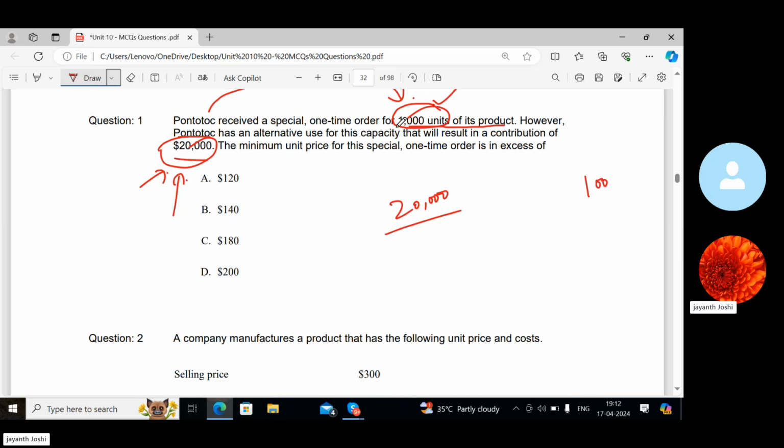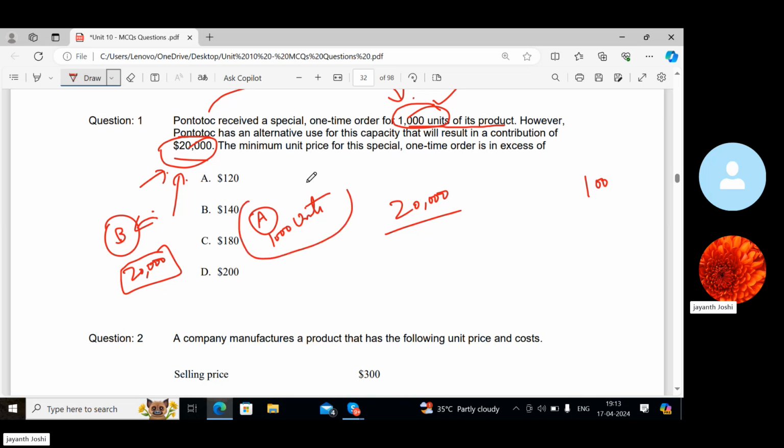See, I have some capacity, that means some labor, some machinery, which I can use for making either 1,000 units, or I can put it into use A, or I can put it into use B, which is giving me $20,000 of contribution. If I'm not putting that into use B, that means I'm losing this. That means if I'm putting it into this, I'm losing the opportunity of that. Am I right? Yes, sir. Got it.